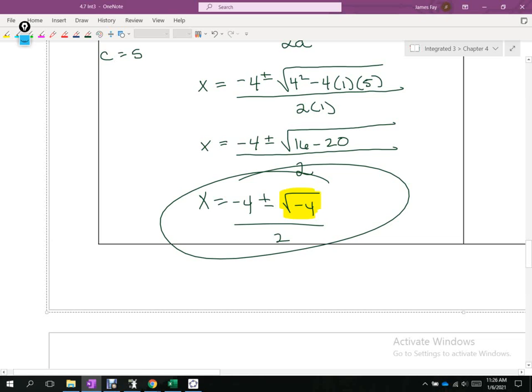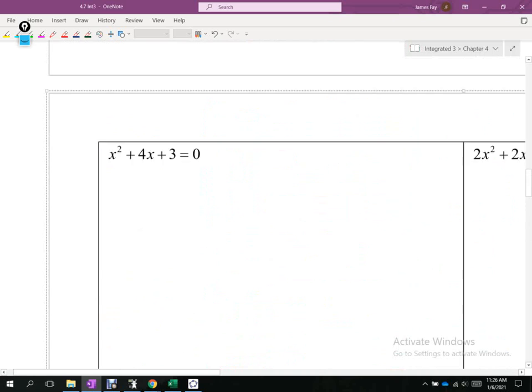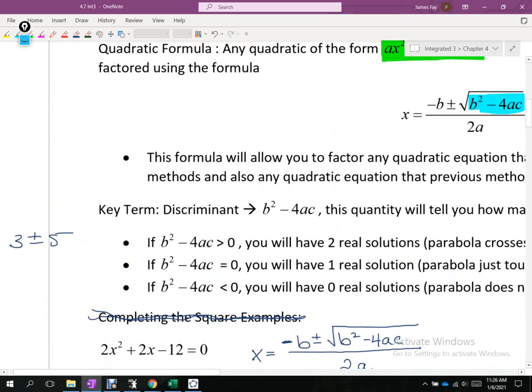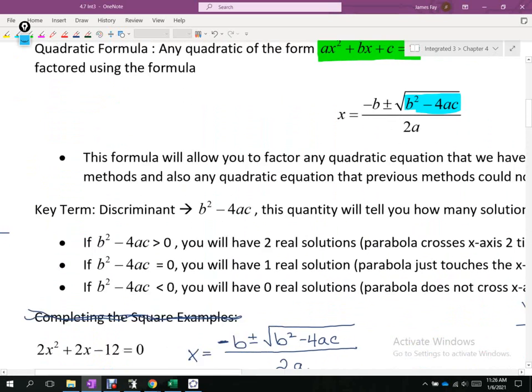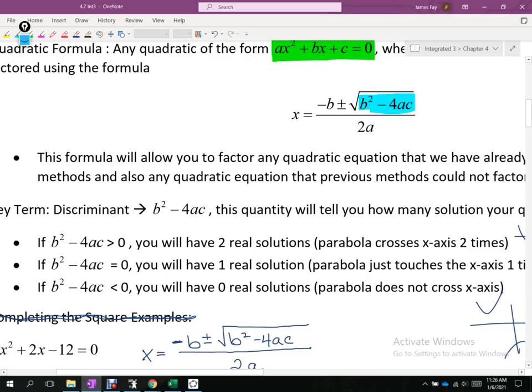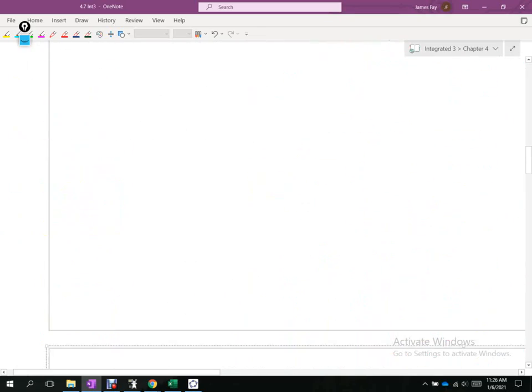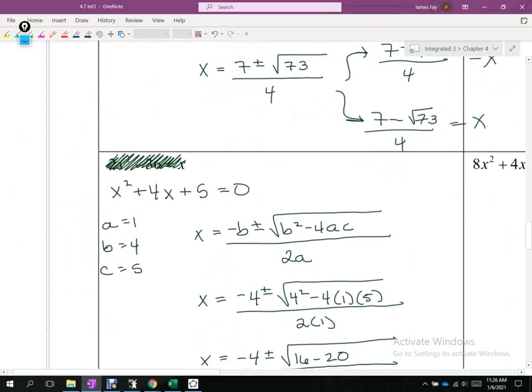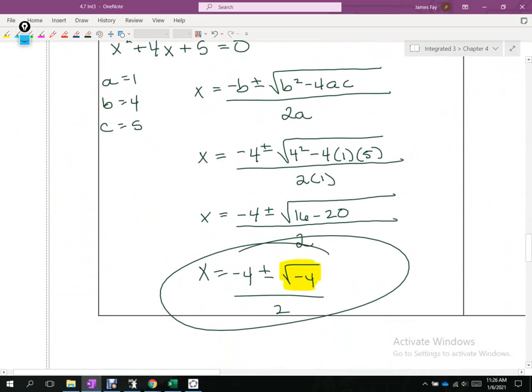Basically, what I want you to know is that when there is a negative underneath this radical, if you go back to what we talked about earlier yesterday, that thing is called the discriminant, the b squared minus 4ac. If it's negative, which is this last condition here, it says it's less than 0, you will have 0 real solutions. And remember, a solution is where we cross the x-axis. So if I have 0 solutions here, that means I have 0 places where I cross the x-axis. That means my graph does not have x-intercepts.